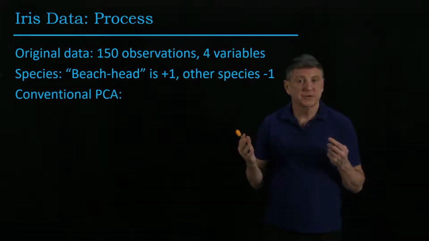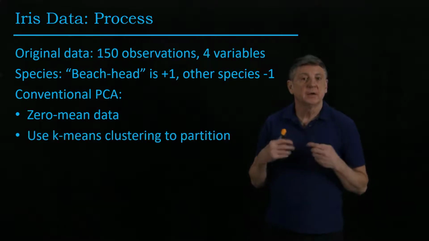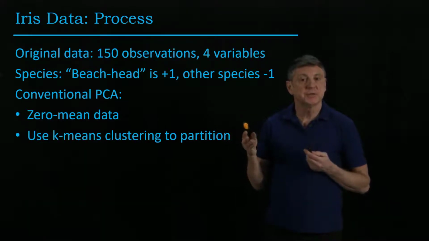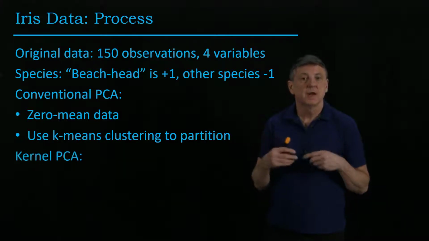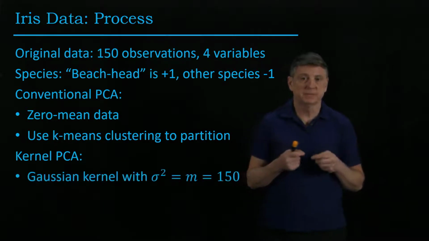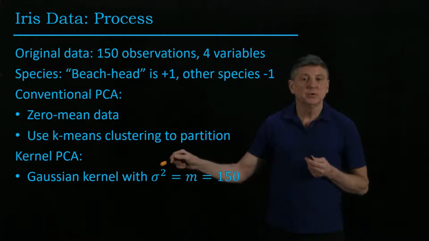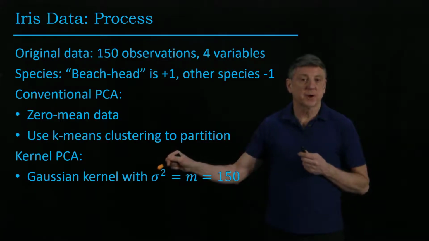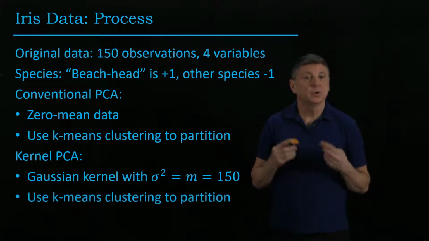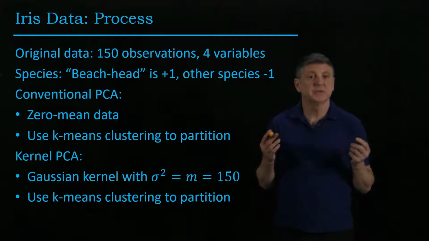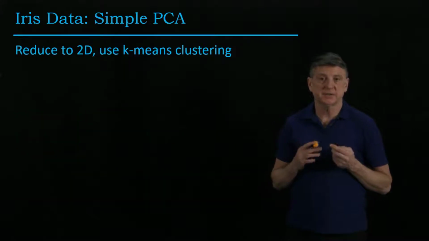We'll perform conventional PCA. That means we'll find the zero mean data and we'll reduce this down to 2 dimensions, and then we'll use k-means clustering to divide the data set. Then we'll try kernel PCA. For kernel PCA, we'll use a Gaussian kernel, and we'll use as our hyperparameter sigma squared the number of observations that we have. We'll also use k-means clustering to divide the data.